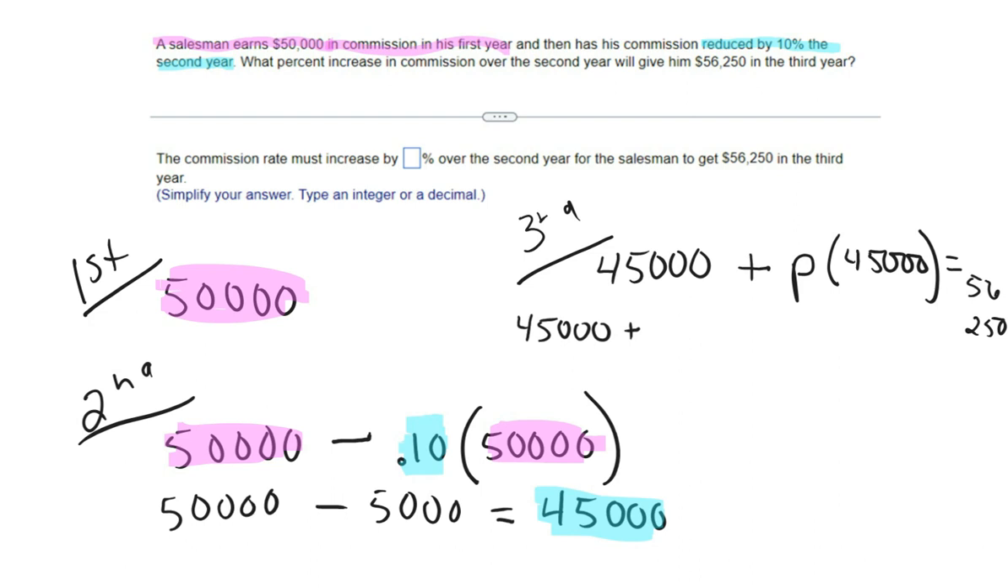you're going to take some percent P of the 45,000. You're going to multiply those together. And I think it looks better when I write it 45,000 times P, so that will equal $56,250. So he wants to bring it back up. As it dropped in his second year, he now wants to bring it up to $56,000 in his third year. So he's got some making up to do.